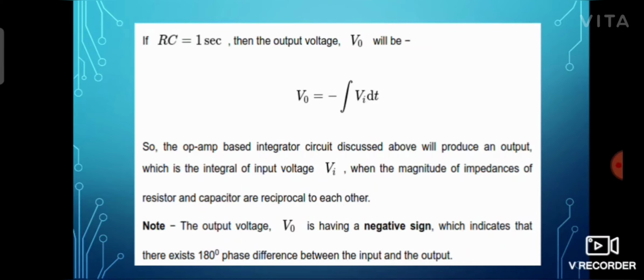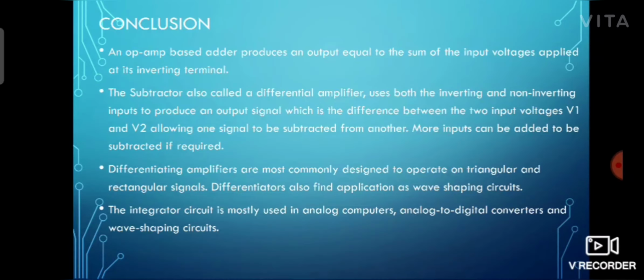Note the output voltage V naught has a negative sign, which indicates that there exists a 180-degree phase difference between the input and the output. Conclusion. In conclusion, we are going to see about the uses of the op-amp based adder, subtractor, differentiator and integrator.